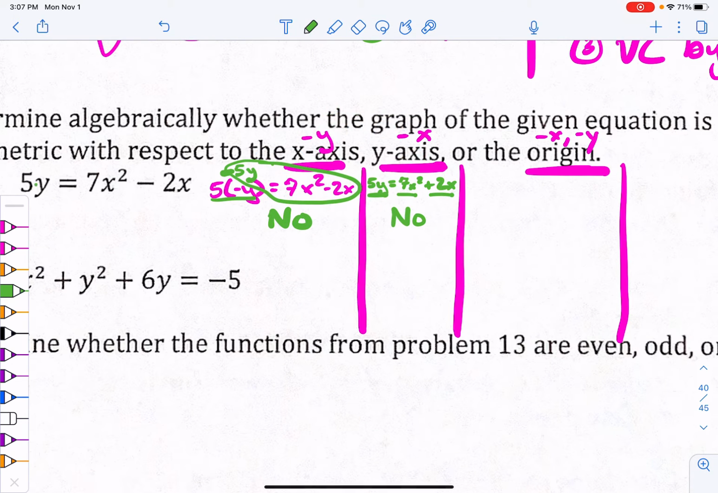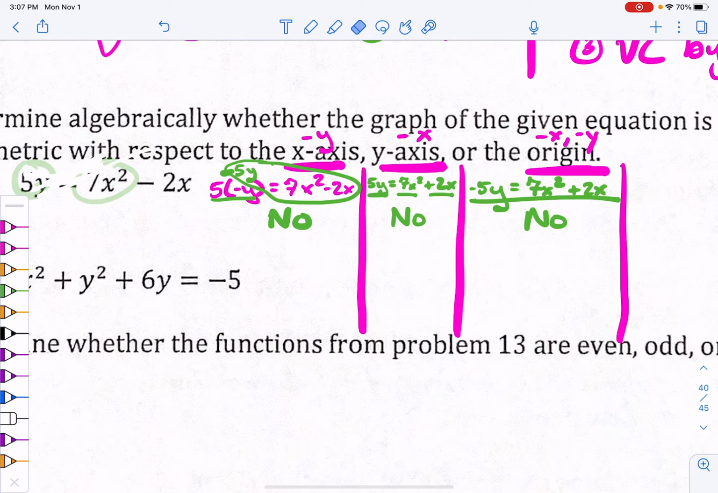I have a negative y here, which is going to make that negative 5y. I have a negative x here, which is going to switch back to just 7x squared because the square makes it positive. And then I have a negative x here, which is going to become positive 2x. So is that the same thing as what it was before? Let's see. 5y became a negative 5y, 7x squared. Nope, that's still a no. So this one has none of those symmetries.